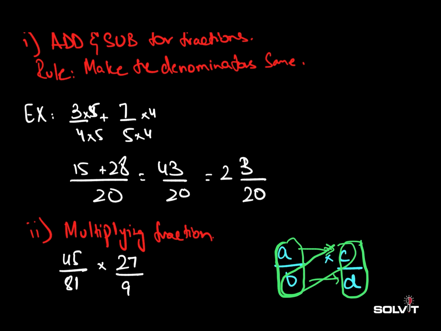So guys, before multiplying them, let's just simplify these fractions because I can easily see that they can be simplified. So 9 ones are 9, 9 fives are 45, 27 ones are 27, 27 threes are 81, and the final answer is going to be 5 over 3. So that's how we multiply fractions.